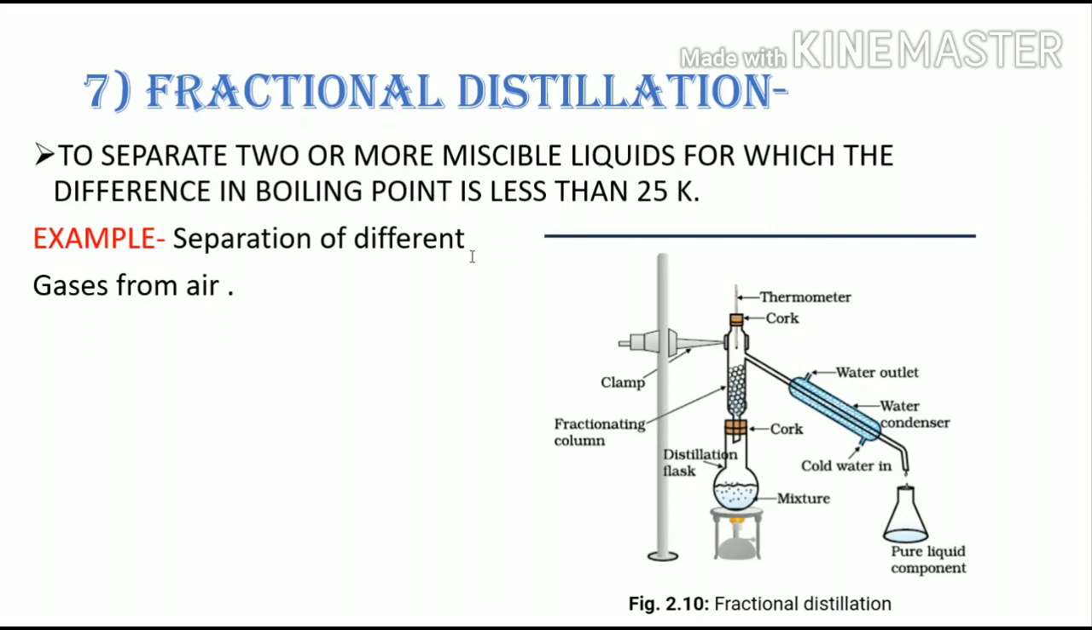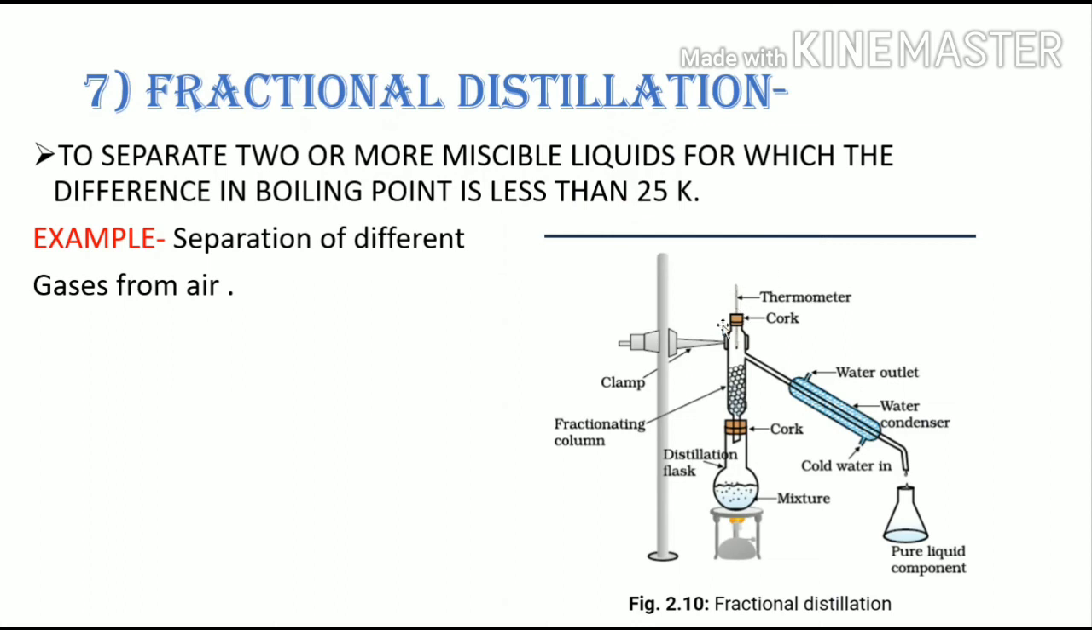The example is the separation of different gases from air, because air is a mixture of many gases like nitrogen, carbon dioxide, and oxygen. That's why we have to separate oxygen gas from the mixture. So here also we take a distillation flask, and a specially designed apparatus is used, that is the fractionating column. It is made of glass, and it has some separating columns. This column helps to separate the gaseous mixtures.